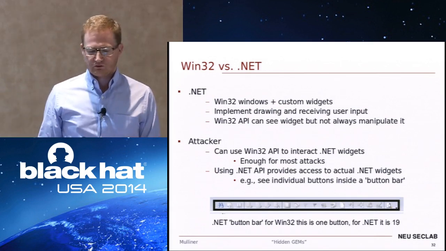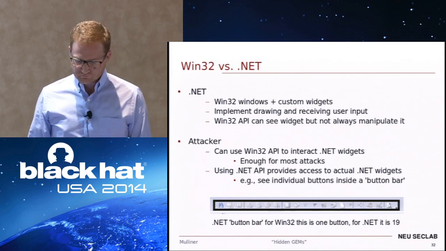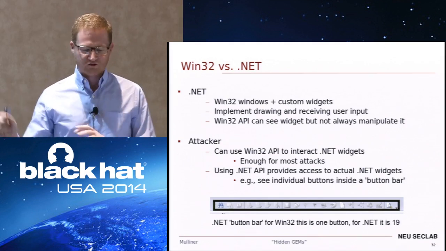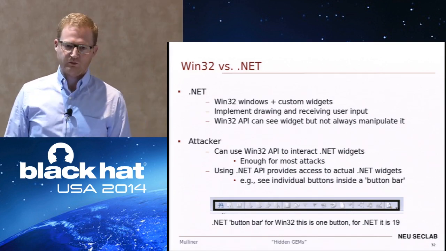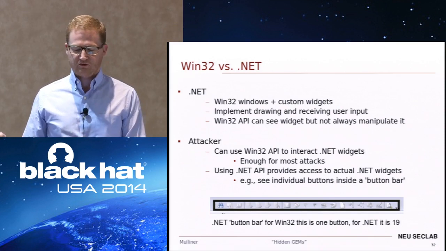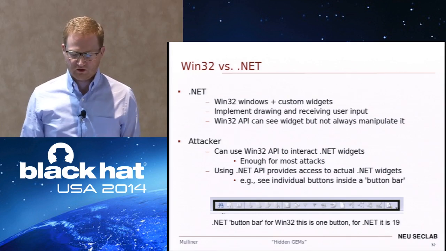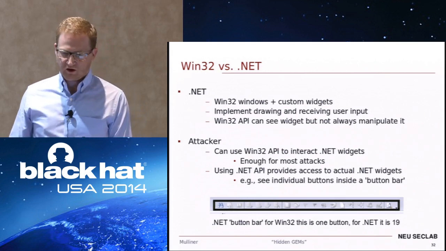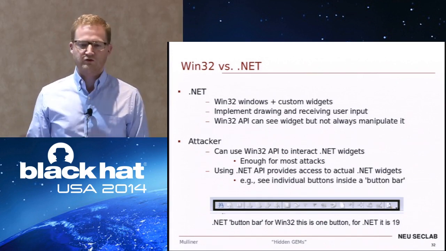So some of our applications were .NET applications, and .NET is all, how do you call those things, non-native stuff, managed code. But they still have, of course, native libraries that then use the Win32 API to actually draw windows. So the Win32 API can also be used to see those widgets and manipulate the very basic things like the visibility state and so on. So as an attacker, you can use the Win32 API and have very basic access to everything, no matter if it's .NET or Win32 or whatever. And it's really enough for most attacks.